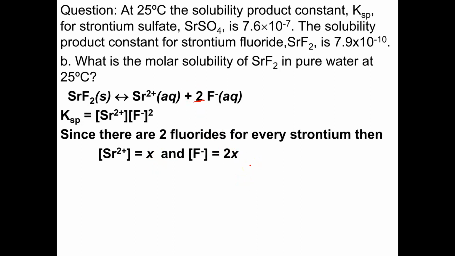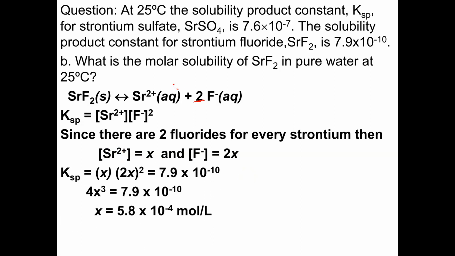You have to show this. You have to say strontium is equal to X, fluoride is equal to 2X. You have to make it clear. You can't just jump from this to this and say, okay, you figure it out. Don't do that. It's going to cost you. It's not necessary. And high probability is for KSP questions to be on an AP exam, just FYI.